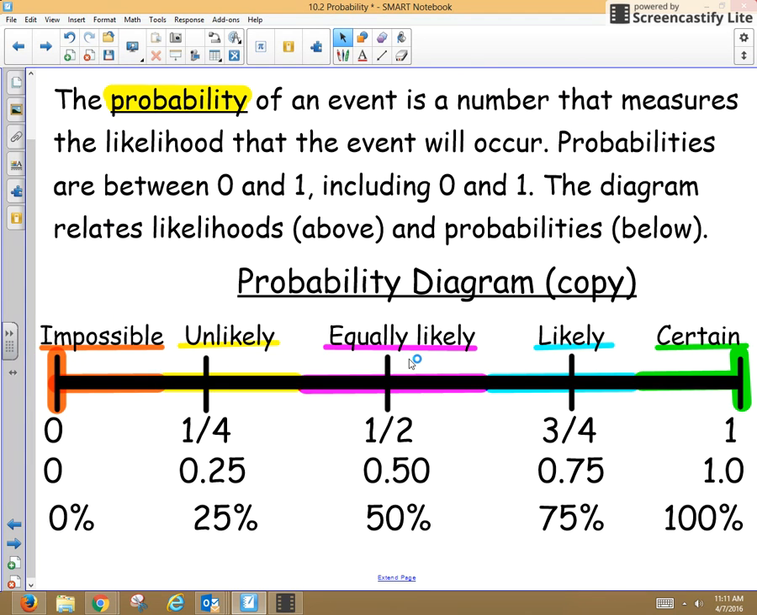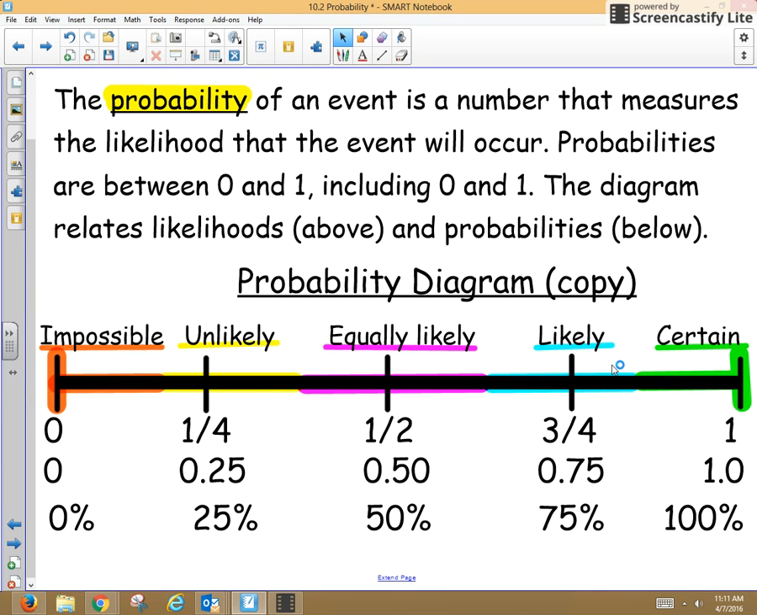Now, if half of the marbles were red and the other half were blue, I'd have a 1 out of 2 chance, or 2 out of 4, which reduces to 1/2. That's 0.5 or 50%. We call this equally likely to happen as to not happen.